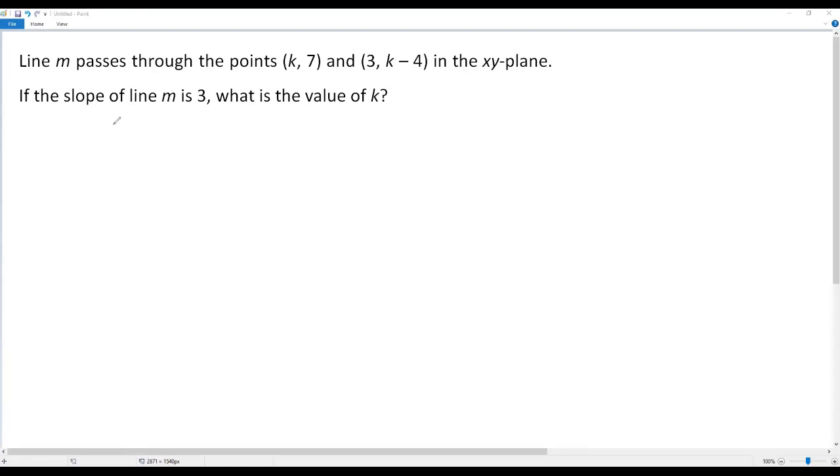Line M passes through the points (k, 7) and (3, k − 4) in the xy-plane. If the slope of line M is 3, what is the value of k? Here we have 2 points through which the line M is passing.